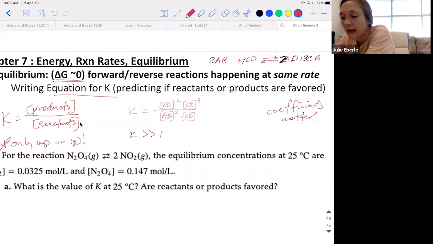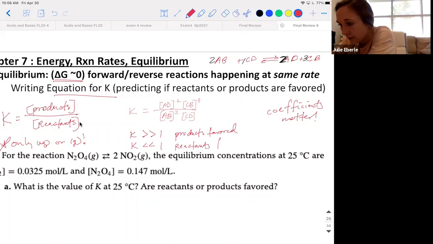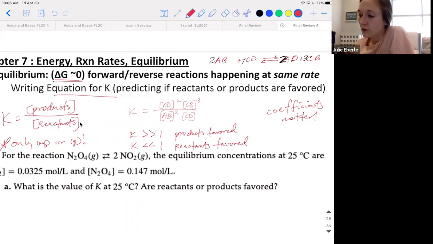Okay, so if K is much, much bigger than 1, products favored. The forward reaction is the dominant one. If vice versa, K is much, much smaller than 1, reactants are favored. At equilibrium, you've got more reactants, and the reverse reaction's dominant.